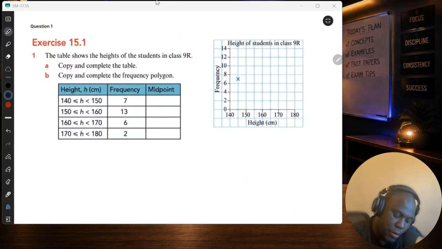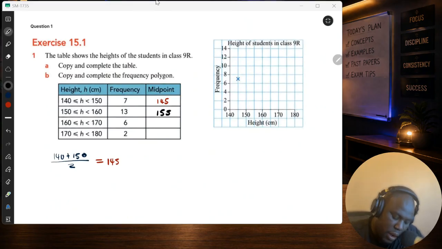Complete the table. Let's complete the table. Midpoints, we know what we do. You say 140 plus 150, then divide by 2. If you can't do this, then I'm not happy at all. You should be able to do this at least. And you know that it goes between 140 and 150, which is 145. This one is easy. If you're not sure, you can add with your calculator, but this is easy. Between 150 and 160 is 155.